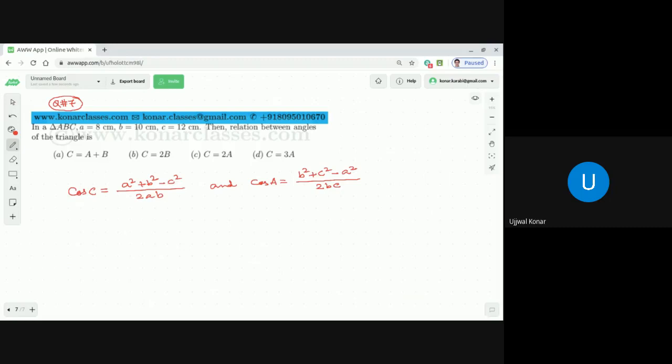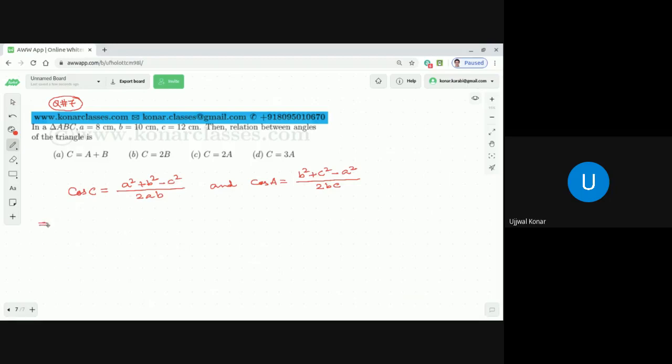And what I want to consider at this moment is just C and A, because there are two options I see, option C and option D, which are related to the relationship between C and A. So let me first focus on that. If we do not get any relationship between C and A, then I will find the value of cos B.